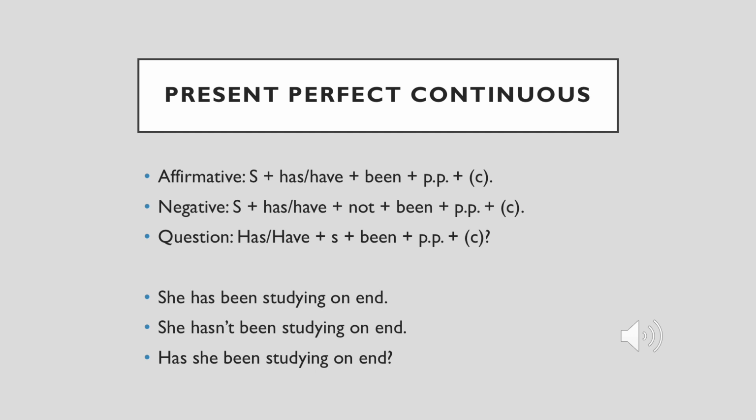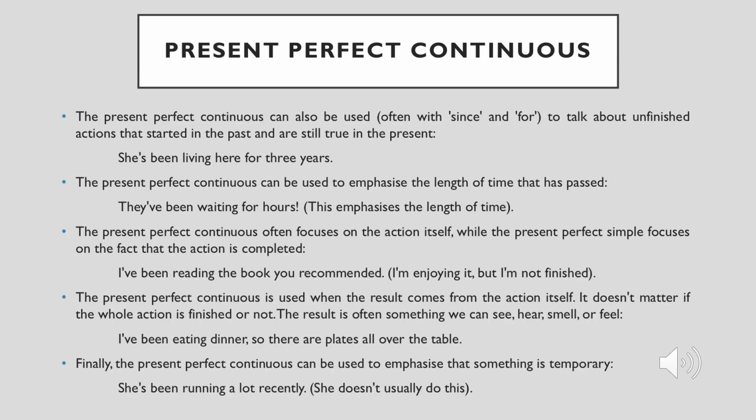In the question, it's has or have plus subject plus been plus a verb in the past participle and a complement, and the sentence is ended with a question mark, like has she been studying on end? Now we will be talking about how to use the present perfect continuous. First, this tense can also be used to talk about unfinished actions that started in the past and are still true in the present. For example, she has been living here for 3 years.